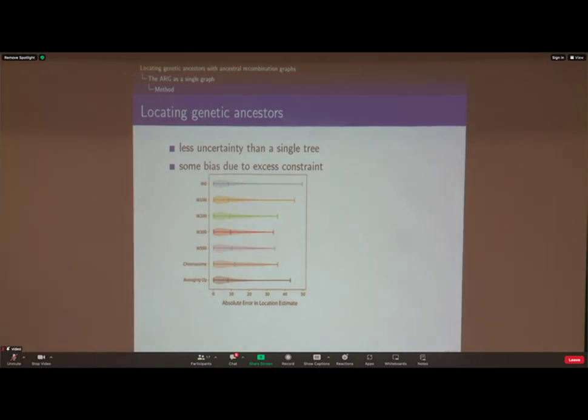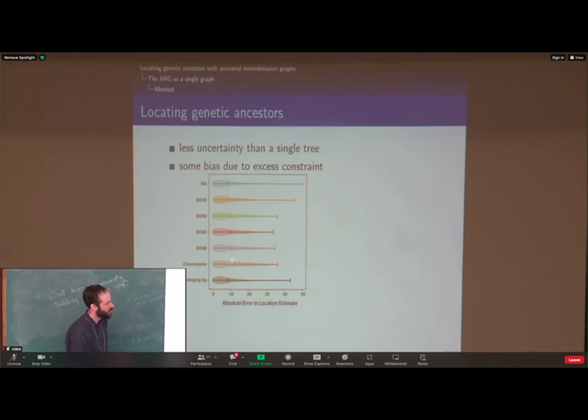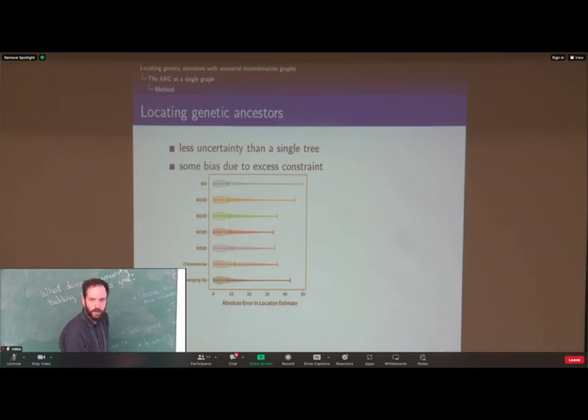This excess constraint, unfortunately, comes back to haunt us again when we're locating ancestors. If we use the full ARG to locate ancestors from a simulation, we look at the mean bias. It's actually larger when we use the full ARG than when we use smaller and smaller windows down to a single tree. Actually, we get less mean error when we use a single tree than when we use the full ARG.